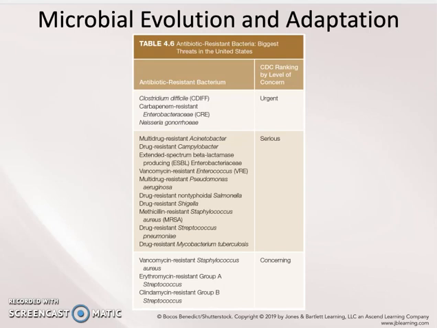Some refer to these antibiotic-resistant bacteria as superbugs. And this is a result of natural selection at play, where the antibiotics are the selecting factor. They are not causing the antibiotic resistance, but they select for the antibiotic-resistant strains, leaving only the antibiotic-resistant strains alive to infect others.